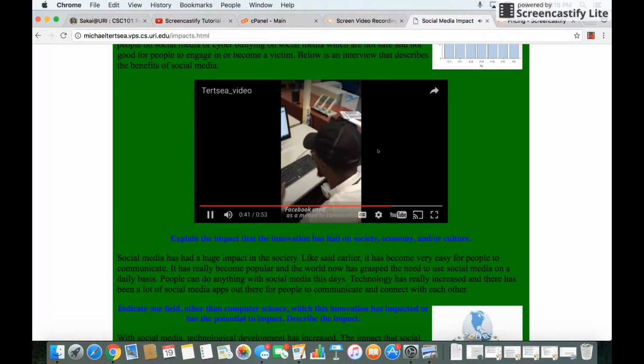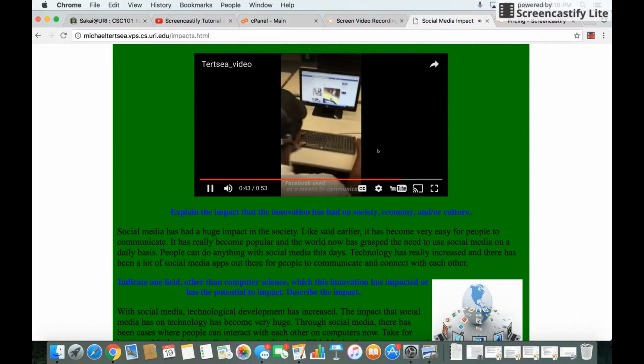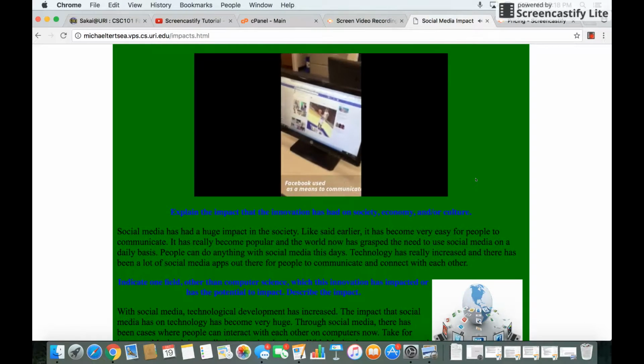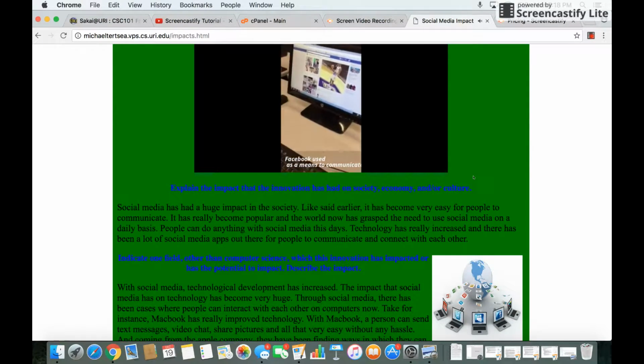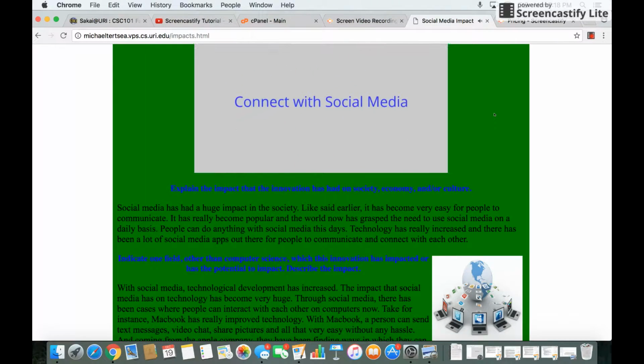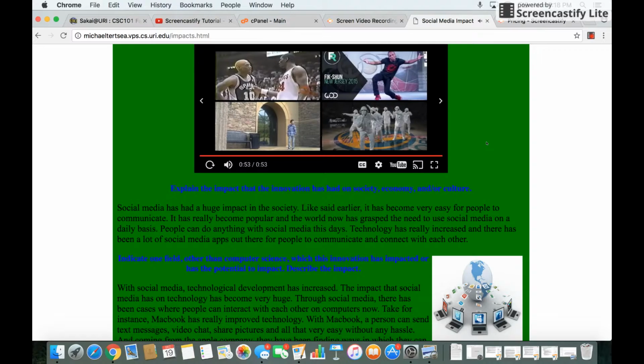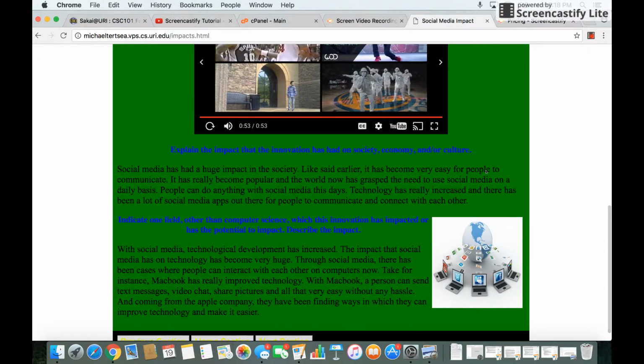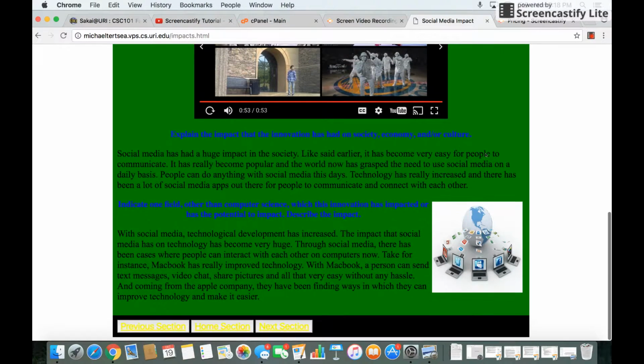Here you can see someone using Facebook as a means of social media to be able to interact with other people. Explain the impact that the innovation has had on society, economy, and culture. Social media has had a huge impact in the society. People can do anything with social media these days. Technology has really increased, and there has been a lot of social media apps out there for people to communicate and connect with each other.